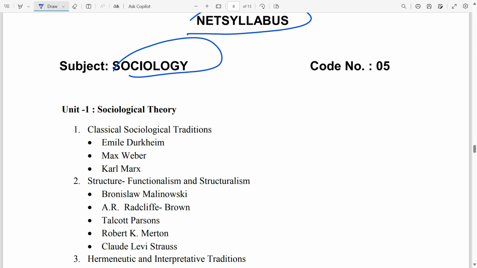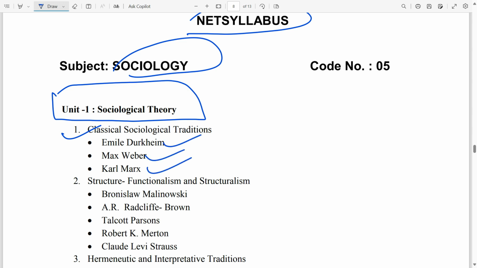In unit 1, sociological theory, you will read about classical sociological traditions, with classical thinkers like Emile Durkheim, Max Weber, and Karl Marx. Second, we will read about structural functionalism and structuralism, with Bronislaw Malinowski, A.R. Radcliffe-Brown, Talcott Parsons, Robert K. Merton, and Claude Levi-Strauss. These are the thinkers we will read about.